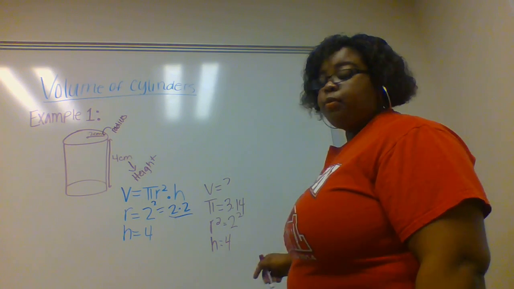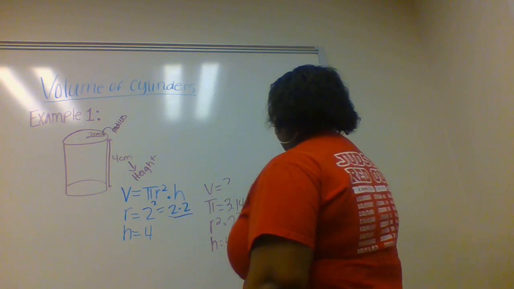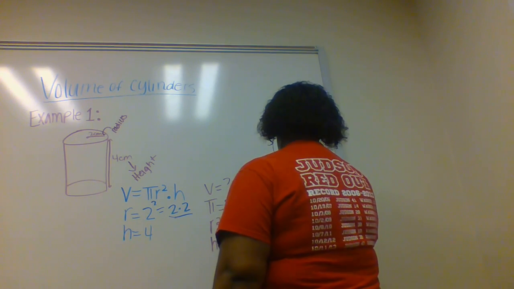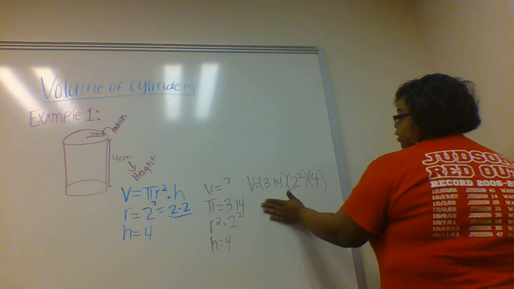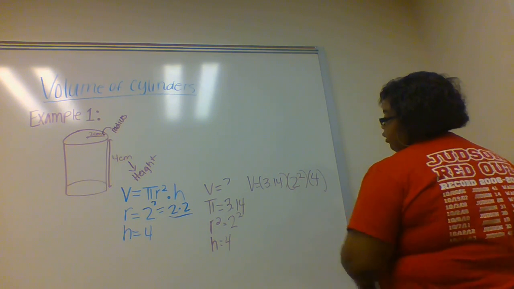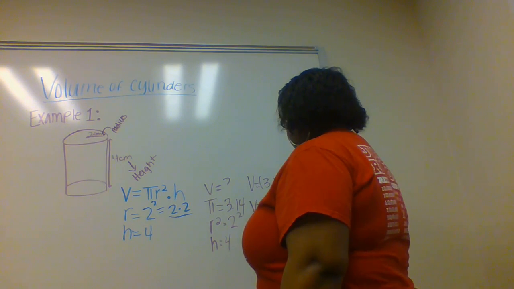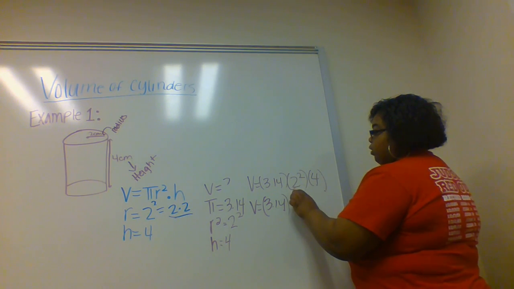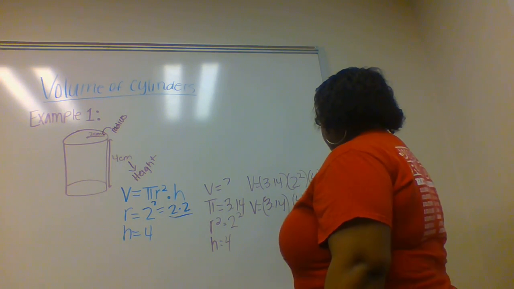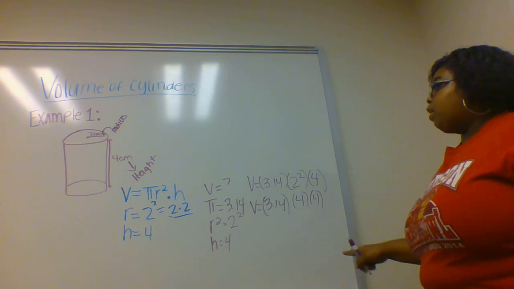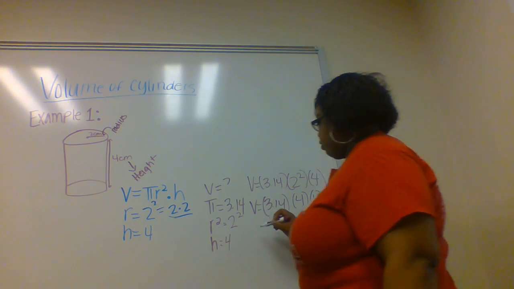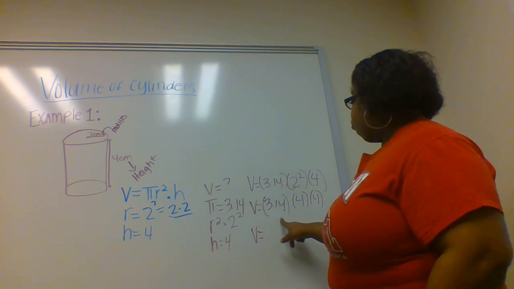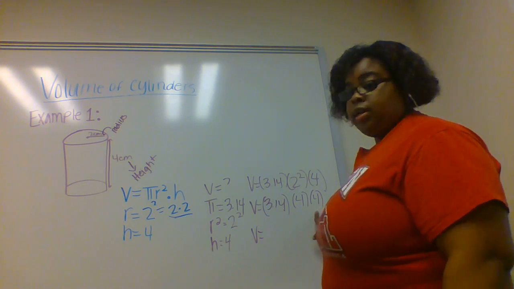So next, in step 3, we're actually going to solve our problem. So now we have V is equal to 3.14 times 2 squared times 4. So now we have 3.14. Since we have 2 squared right here, we know that we can break this down. So we can go ahead and multiply the 2 times itself, which is going to be 4, times 4. So now we can solve the entire equation. I'm going to need everybody to get out their calculators and put into the calculator 3.14 times 4 times 4.